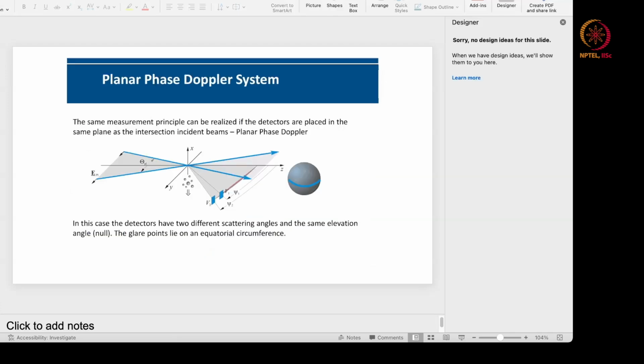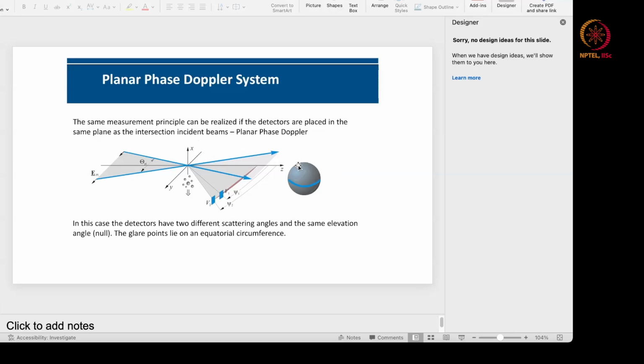Okay. Now, since this can be done, why not do what we call a planar phase Doppler system? The same measurement principle can be realized if the detectors are now placed in the same plane as the intersection of the beam. So you are basically here. One detector is here, one detector is here. They are in the same plane, but at two different scattering angles. The detectors have two different scattering angles, but they have the same elevation, which is basically a null elevation.